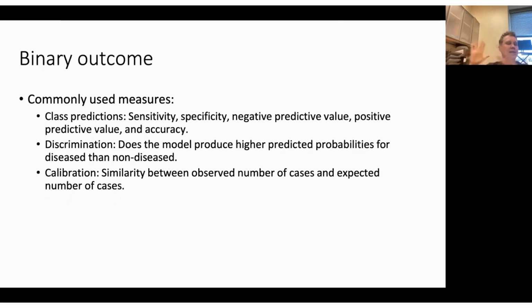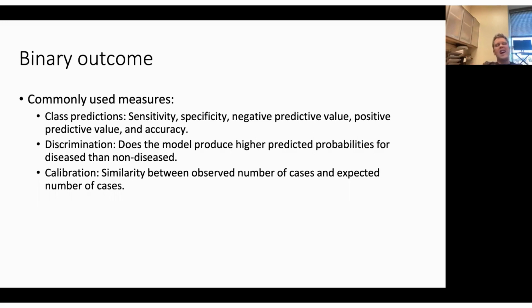The second type of measures is what we call discrimination, and AUC would be an example of that. That's asking the question, how well does the model discriminate between diseased and disease-free? Are we on average predicting a higher probability of being diseased for the diseased group versus the non-diseased group? And again, we'll give some more details later.